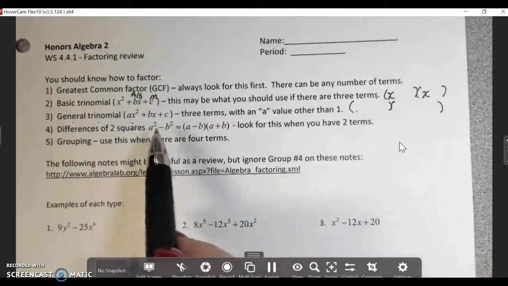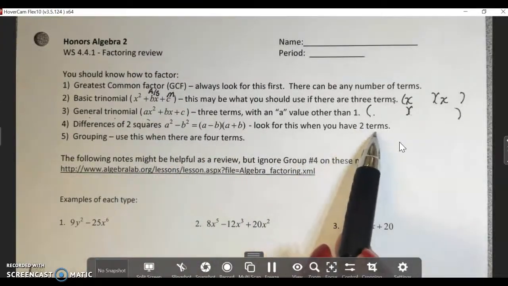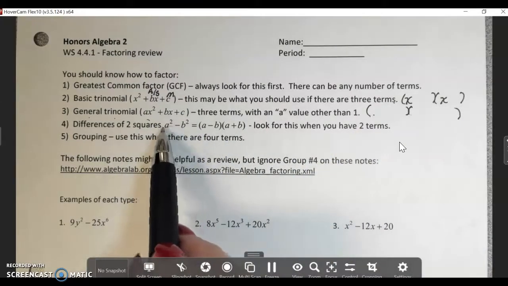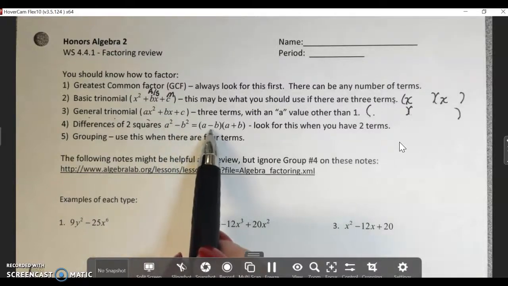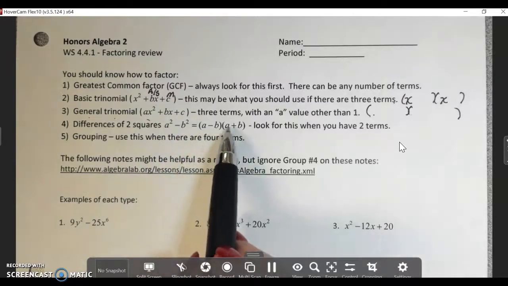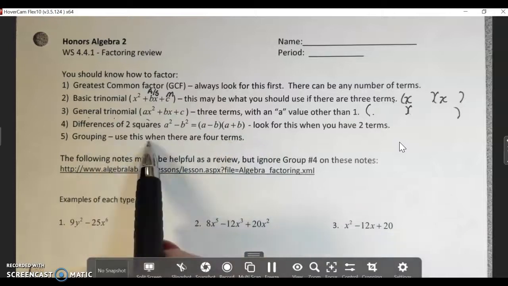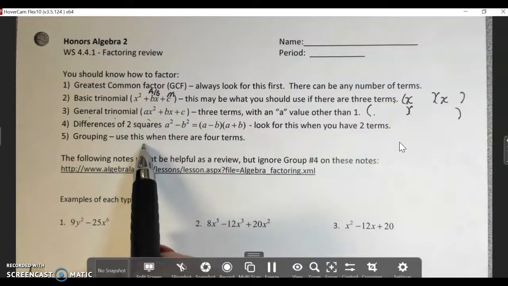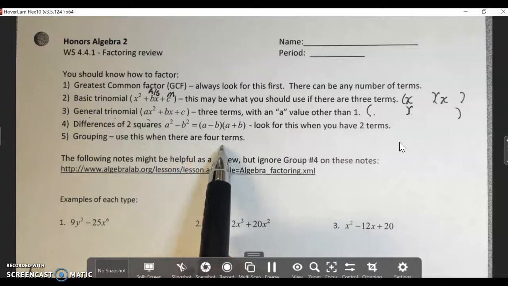Difference of 2 squares. This is always a great one. If you have 2 terms, you might have A squared minus B squared. That always factors down into A minus B, A plus B. Grouping is this new method that you may not have done before. We're going to use this when we have 4 terms.